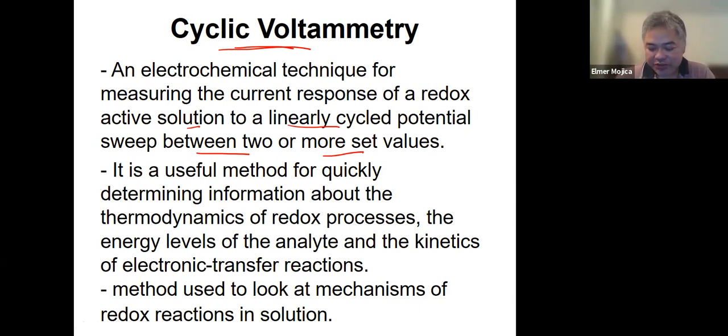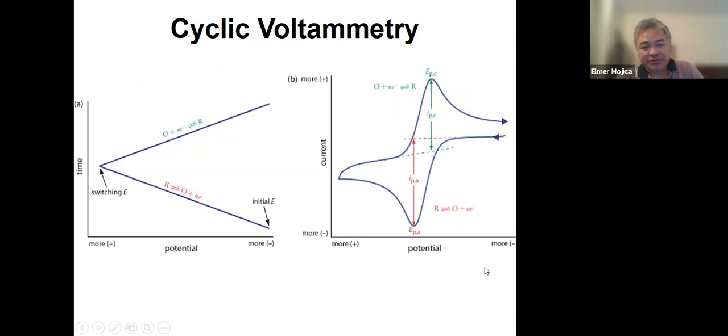Okay, it is useful because it quickly determines information about the thermodynamics of the redox processes, the energy levels of the analytes, and the kinetics of electron transfer reactions. Okay. You can also use this method to look at the mechanisms of the redox reaction in a given solution. So whenever we develop the working electrode, CV is one of the items that we look at because we want to look at the reduction potential.